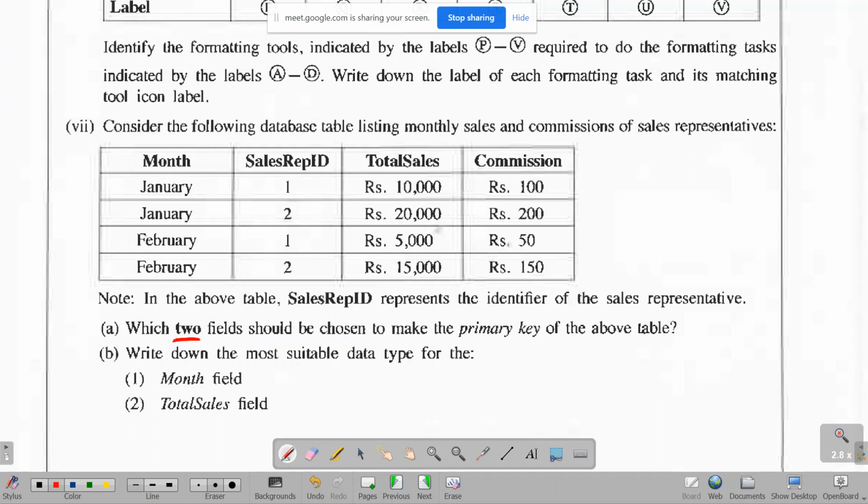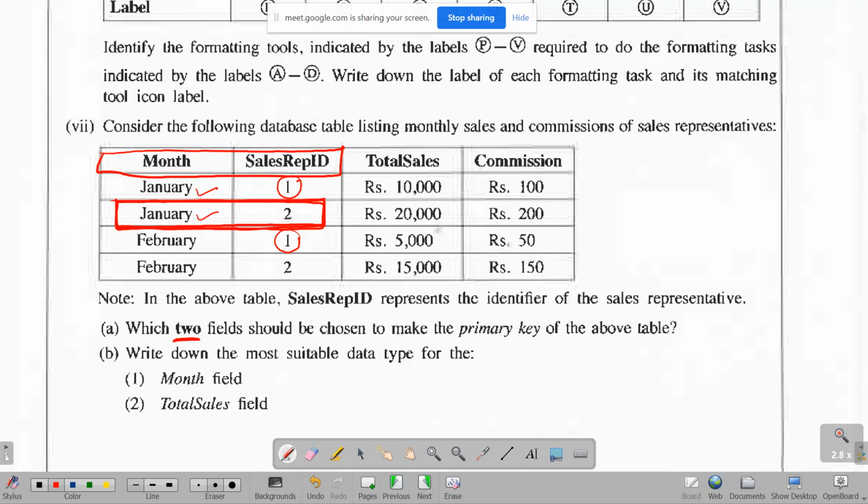So we generally do not use the figures as the primary key. So it is obvious it's going to be the month and the sales rep ID, because sales rep ID cannot be taken alone because it has repetitions, as well as month cannot be taken alone, it has repetitions too. But if you consider a month and a sales rep, it's quite unique. January 2 only goes with this, right? So the two fields are going to be month and the sales rep ID.